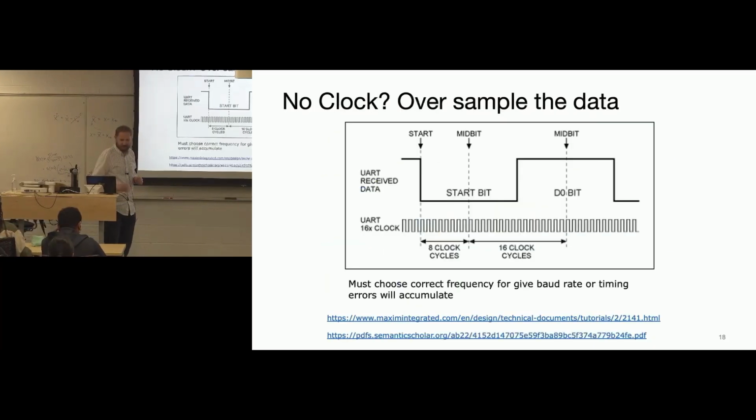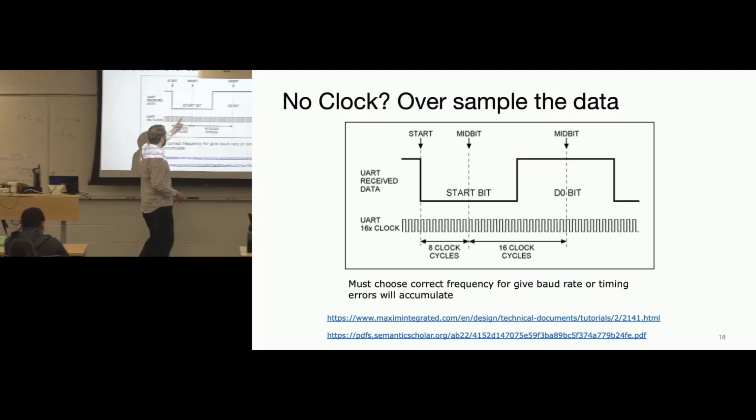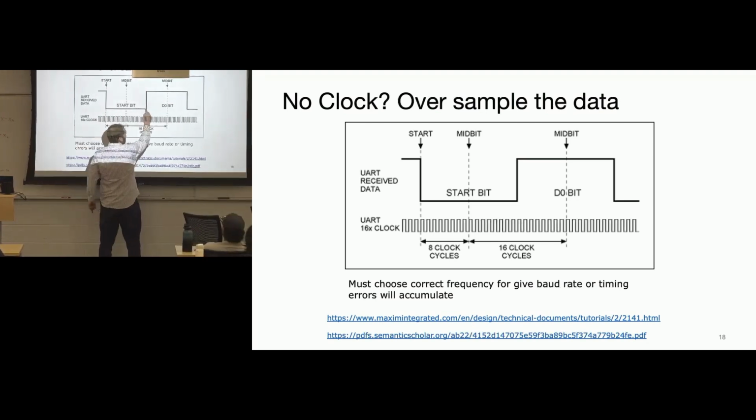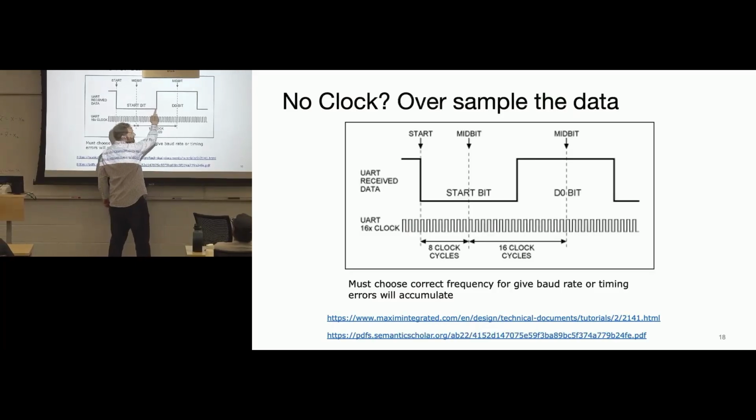Sorry, what's the value of going into the middle of the bit instead of, what if you just did 16 clock cycles? So I just went here? Yeah. Well, now my data is transitioning. Okay. All right, so if I clock in here, is it a 1 or a 0?